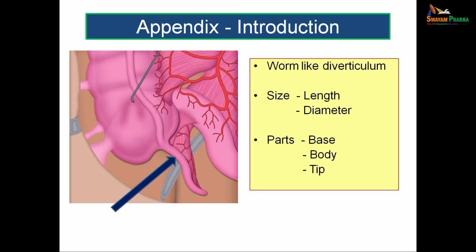Coming to the appendix, it is also called vermiform appendix. Why is it so? Because it resembles a roundworm. It is a narrow tubular structure resembling a roundworm. So, it is also called vermiform appendix, and this vermiform is not with a W, but it is with a V.